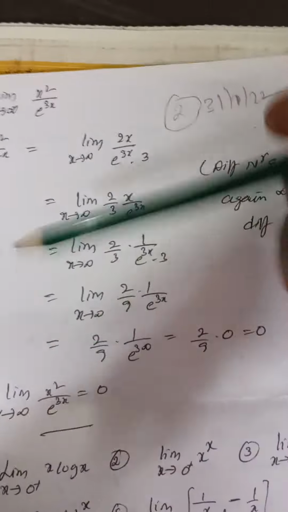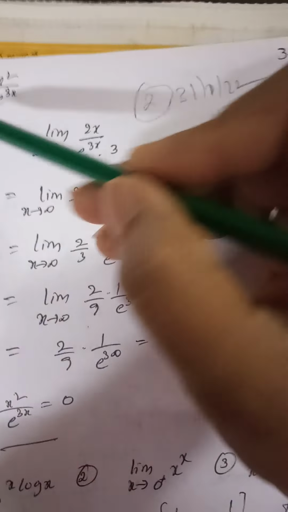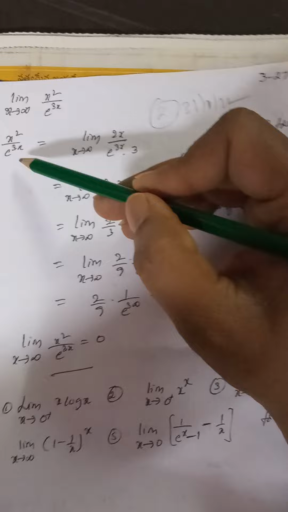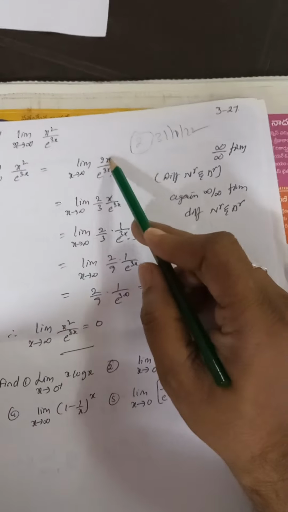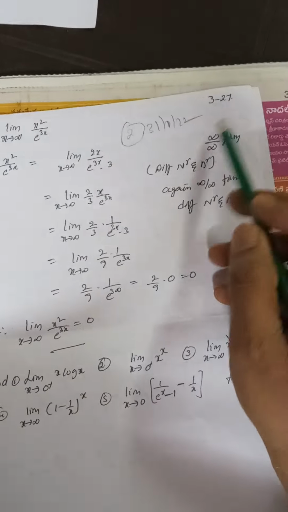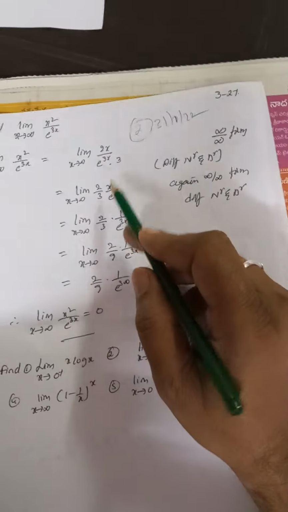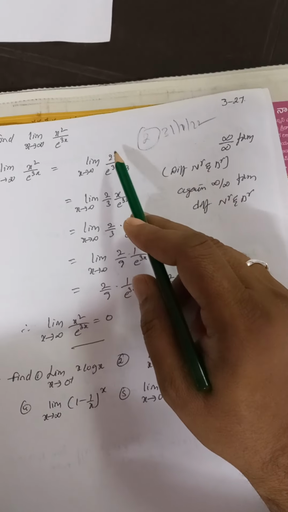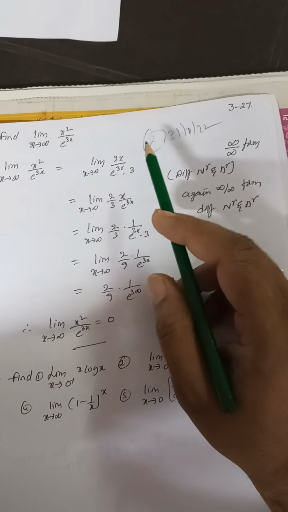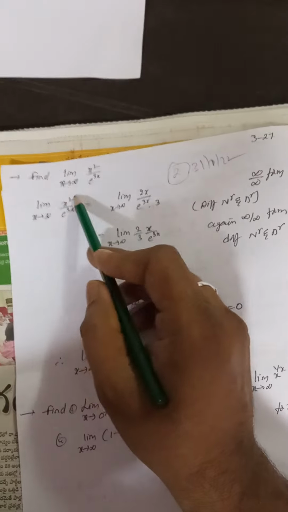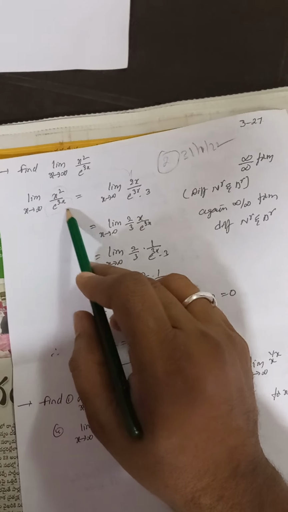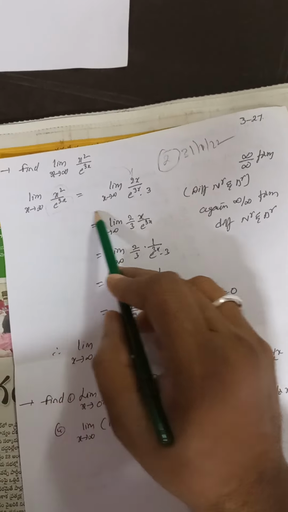Limit x tends to infinity, x square by e power 3x. If you apply the limit directly, here infinity by infinity form, which is an indeterminate form. In that case, what we have to do? Simply differentiate denominator and also differentiate numerator separately. Differentiation of x square is 2x. Differentiation of e power 3x is 3 into e power 3x, right?